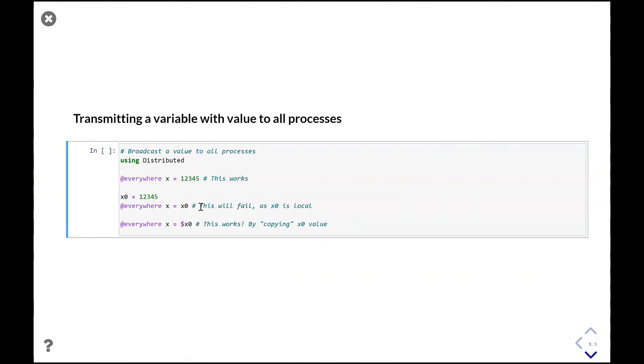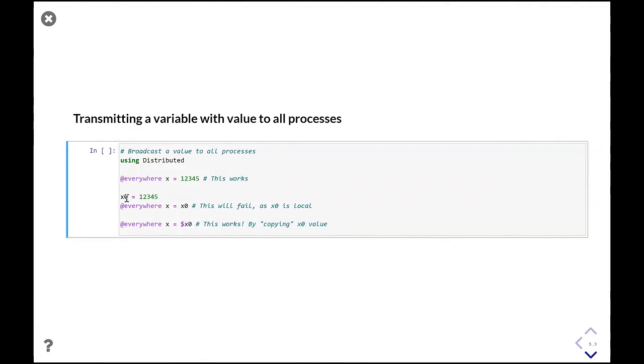And this will fail. Why will this fail? This is because when we call this macro @everywhere, it executes a procedure on every single worker, and x0 is unknown on processes except for the main. So the value of x0 is not available, and this will fail.